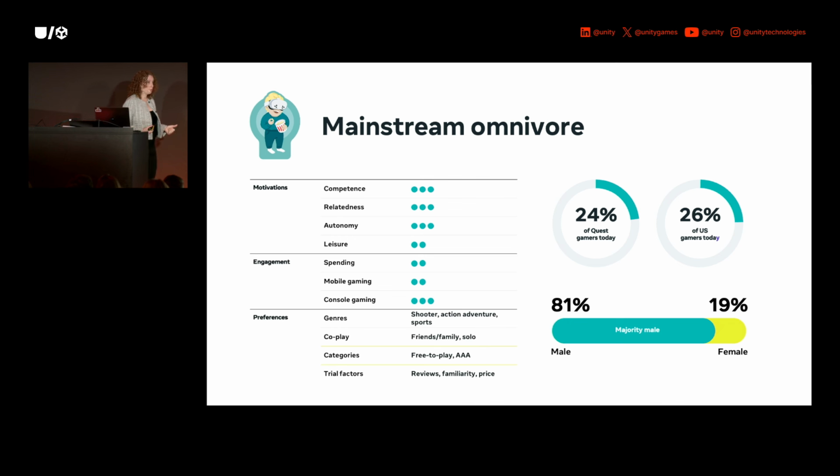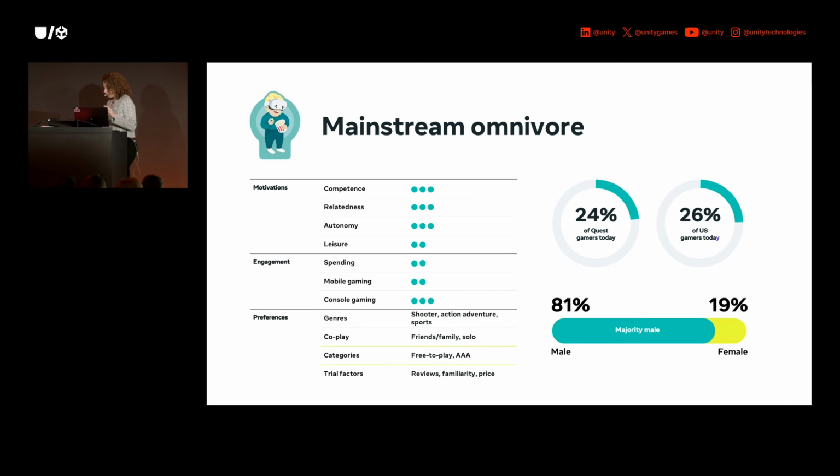Omnivores enjoy solo play and playing with others. The interesting thing that stands out here is that when they play with others, they're going to play with friends and family. They're not looking to play with strangers or meet new people. They're really here to hang out with their existing social connections.